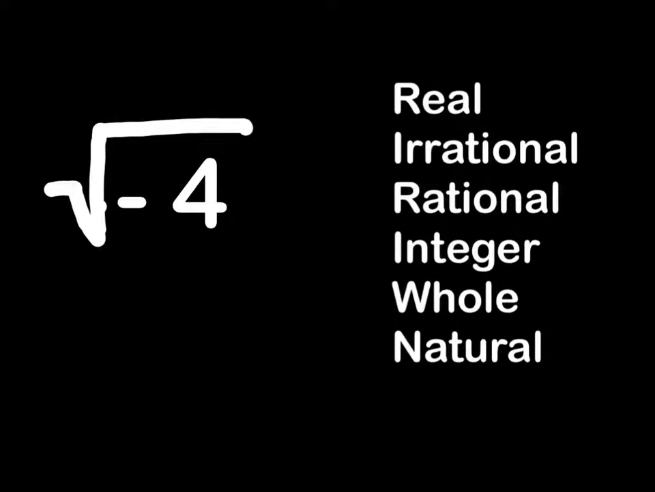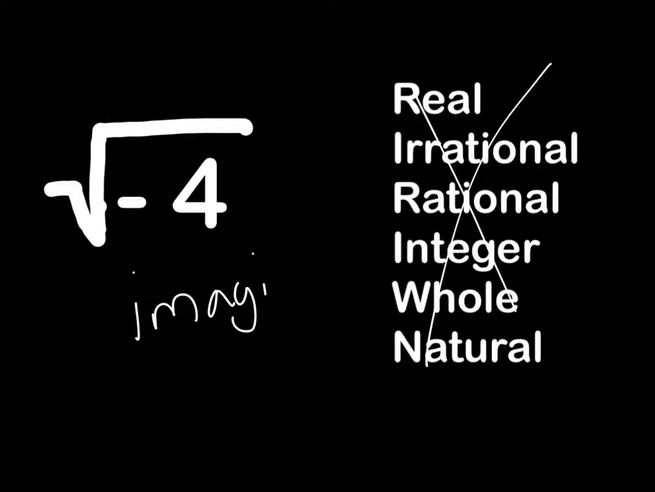Here we have the square root of a negative. Now, you know we can't do a square root of a negative. So this one's kind of a trick question. It's none of these things. It is not any of these. It is an imaginary number. And yes, mathematicians are crazy enough to actually work with things called imaginary numbers.